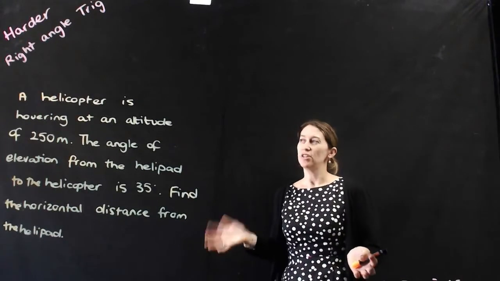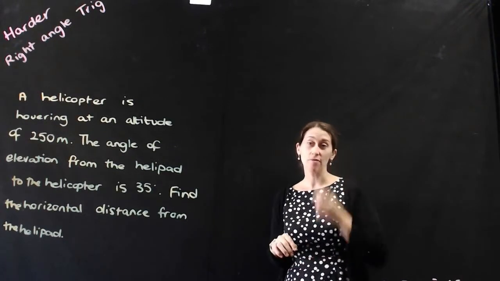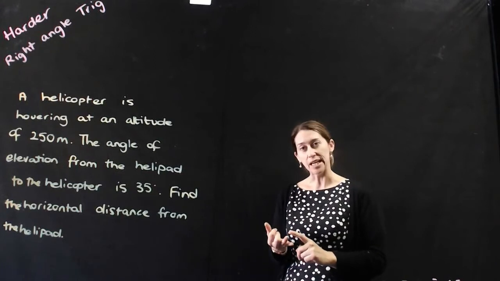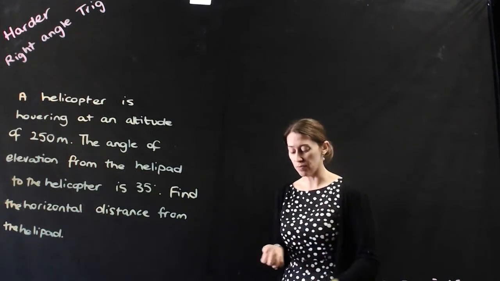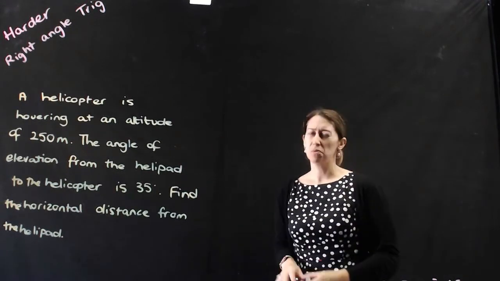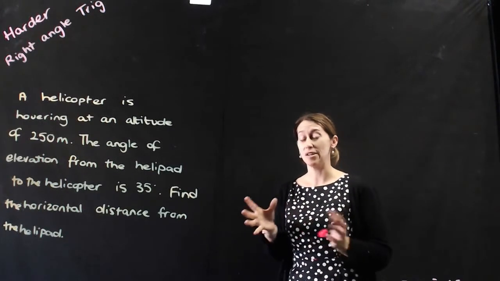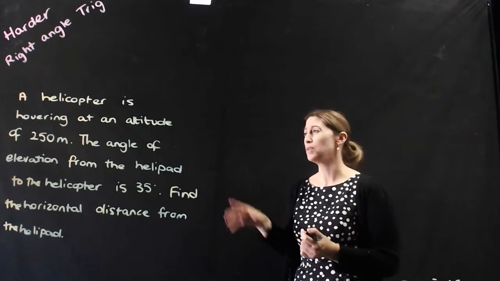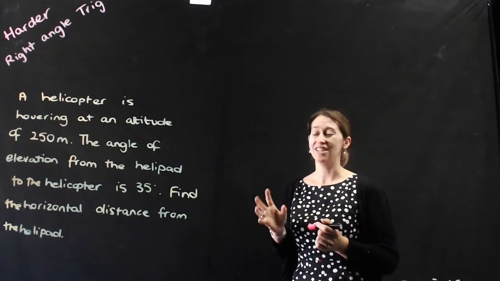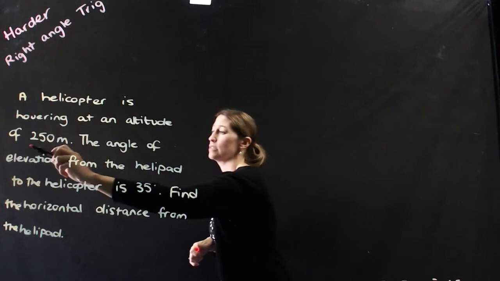In this video, we're going to do some problem-solving questions involving right-angle trigonometry and angles of elevation or depression. When we're tackling a problem-solving question like this, the first thing we need to do is underline or highlight some key information.